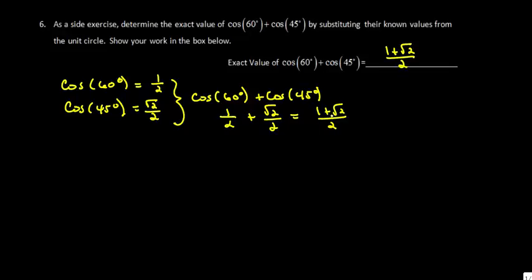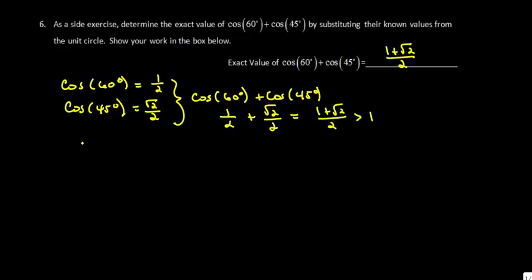But here's the important part. This number is definitely more than 1. Notice I've got 1 plus the square root of 2. Square root of 2 is more than 1, so you've got a number on top that's more than 2, divided by 2. So the whole thing is more than 1.